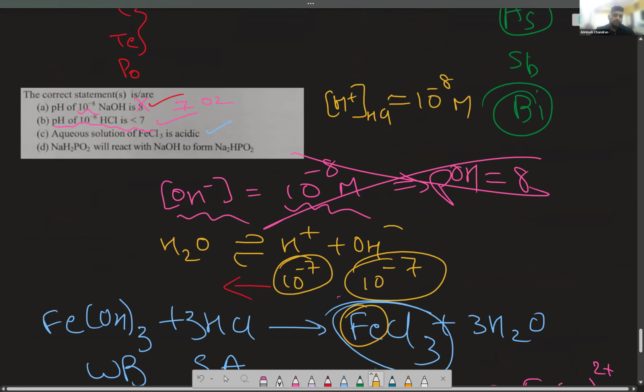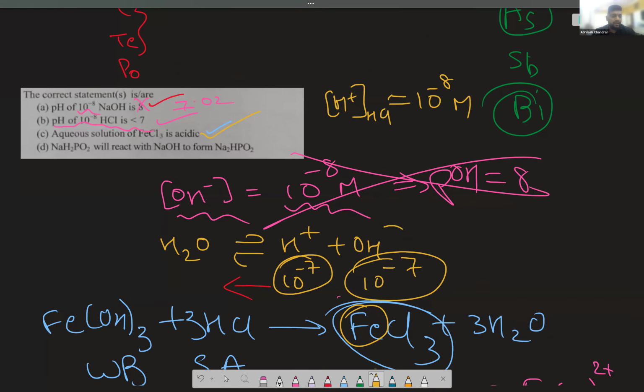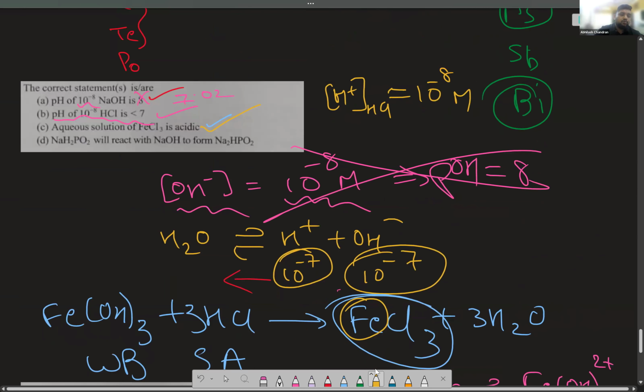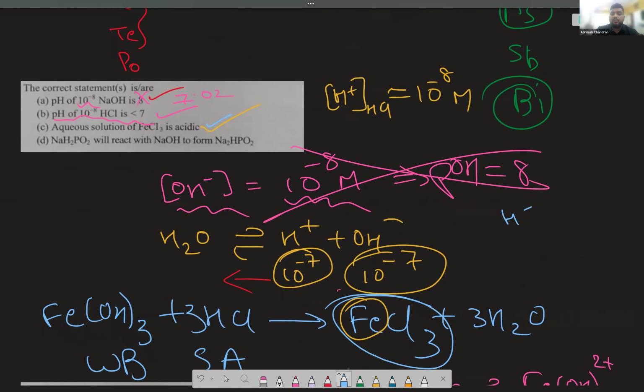So this aqueous solution of FeCl3 is acidic. This is true, right? And then you have your Na2HPO2. Oh no, NaH2PO2 will react with NaOH to form Na2HPO2. This is wrong, right? So your H3PO2 is where you get this first salt from, right? So we had H3PO2, which looks like this. In H3PO2, which is our hypophosphorous acid, there is only one acidic hydrogen. This hydrogen is the only one that reacts with bases.